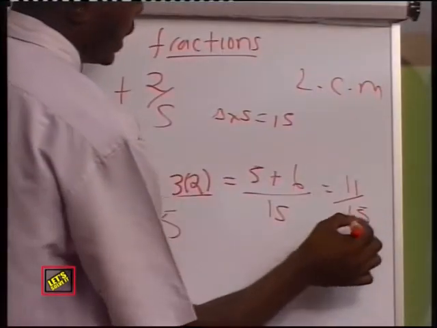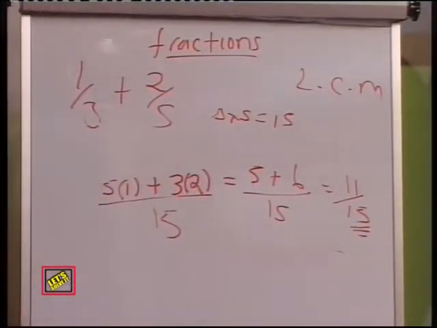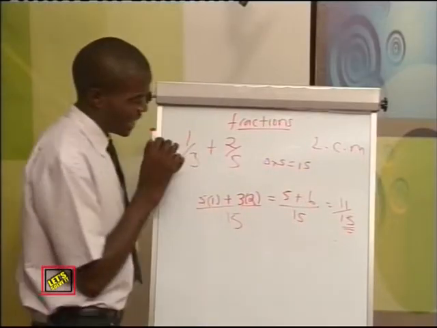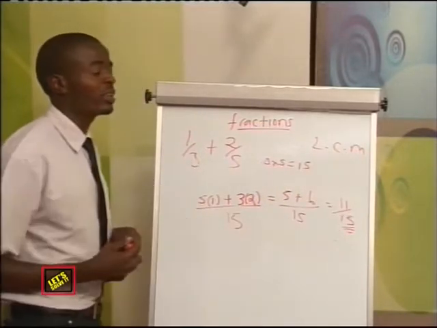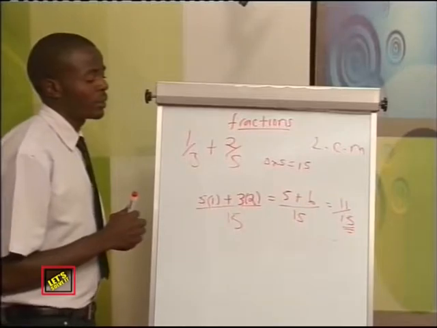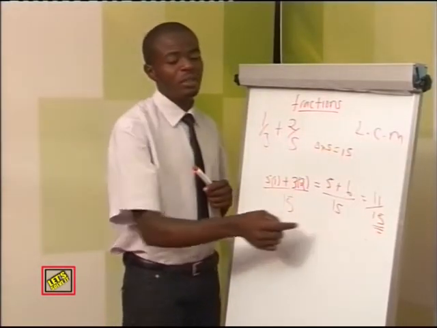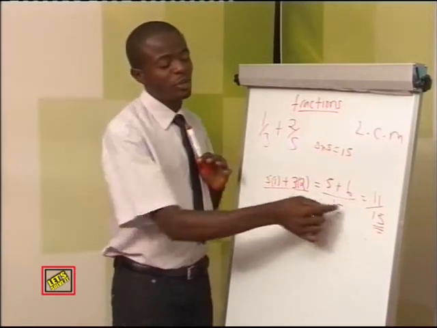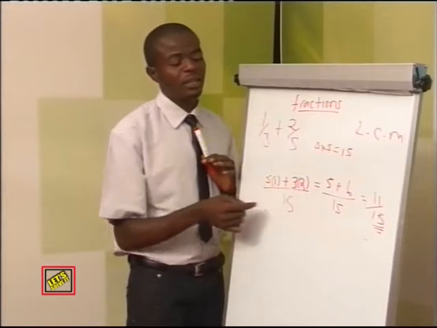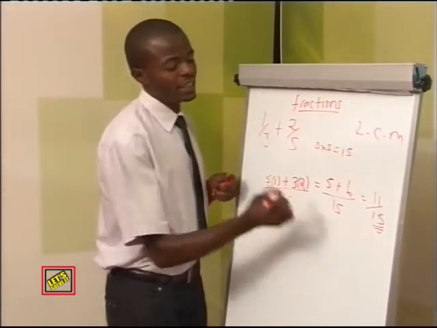Now, for you to know that this answer is our final answer, first ask yourself, can you find any number which can go into 11 and 15 without leaving a remainder? To start with, can 11 go into 11? Yes. Can 11 go into 15 without leaving a remainder? The answer is no. There will be a remainder of 4. Any other number which can go into 11 and 15 without leaving a remainder? The answer is no. So we end there.